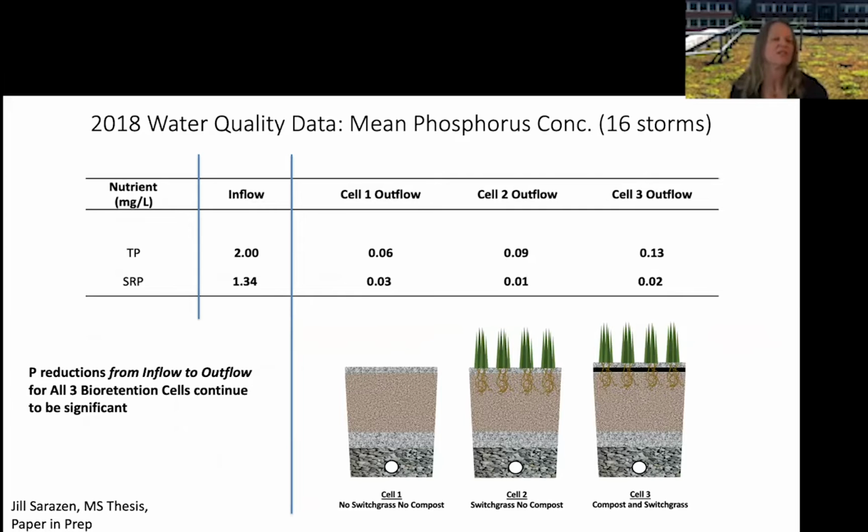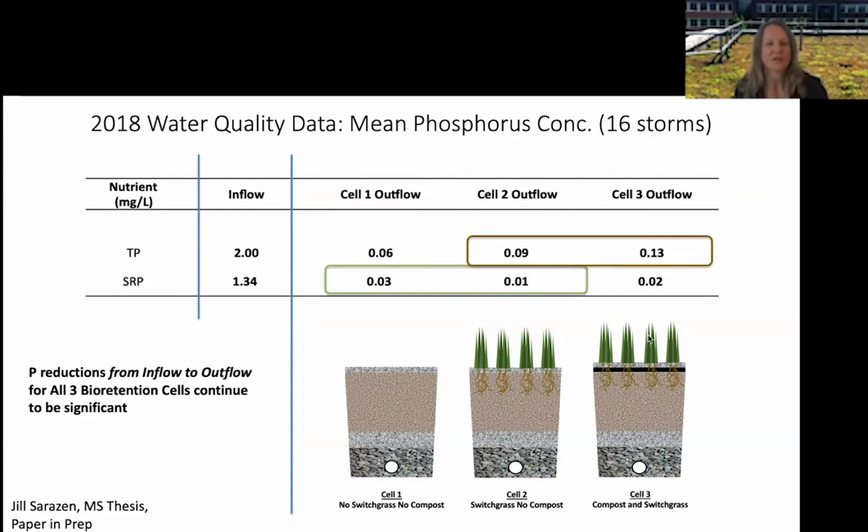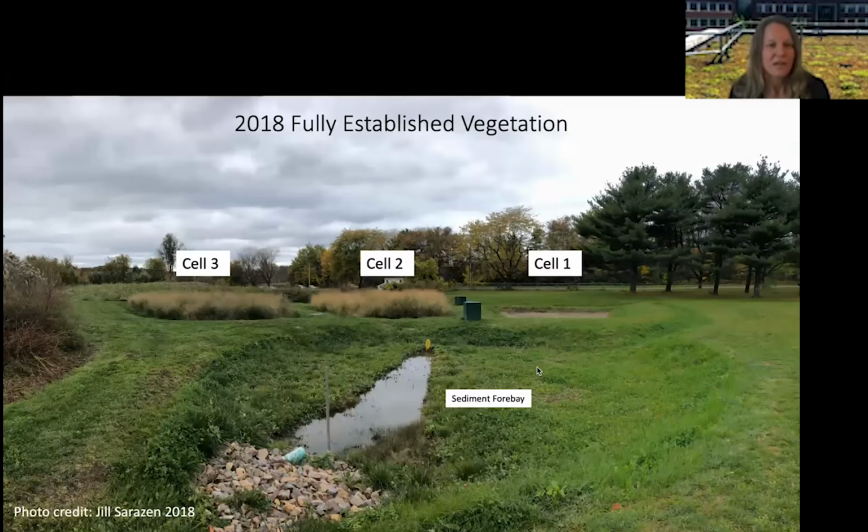A couple years later, this is 2 field seasons later, we do have a few findings that we're still working on processing. So overall, the story is still great for phosphorus. From inflow to outflow, all 3 bioretention cells continue to have significant reductions in phosphorus content. And then we found, looking at with or without vegetation, there's significantly less SRP in the effluent of the cell that has the vegetation. And comparing with and without the low phosphorus compost, there is significantly less total phosphorus in the cell that doesn't have any low P compost.